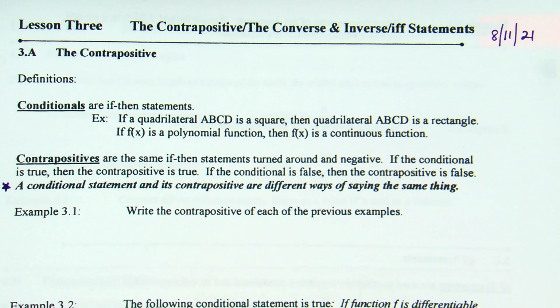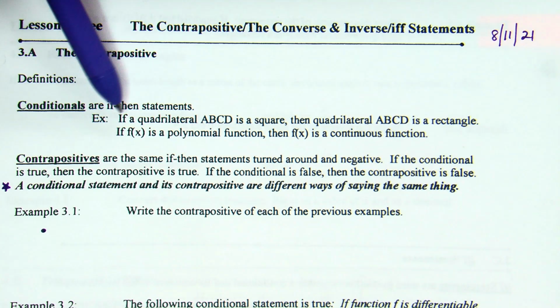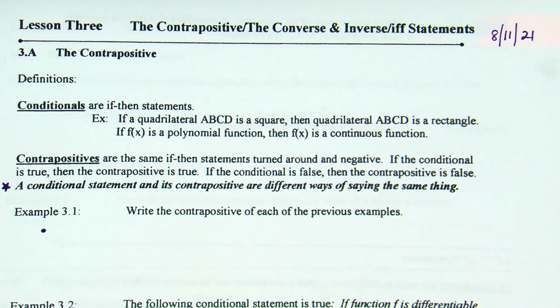So, if we look at the examples up above. Example 1 is write the contrapositive of each of the previous examples. If we look at 1, it was: if a quadrilateral ABCD is a square, then quadrilateral ABCD is a rectangle. So we want to switch it and make them negative.